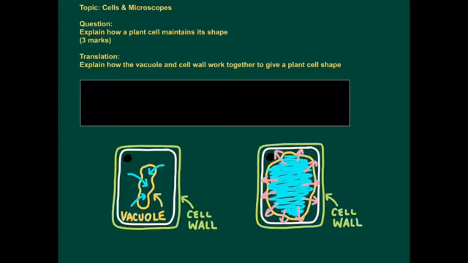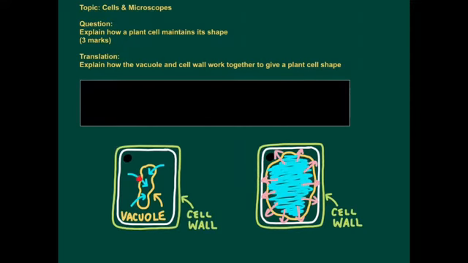This is an exam application tutorial for cells and microscopes. The question, which is worth 3 marks, is: explain how a plant cell maintains its shape. A clearer translation which would help you guide your answer would be: explain how the vacuole and the cell wall work together to give a plant cell's shape.